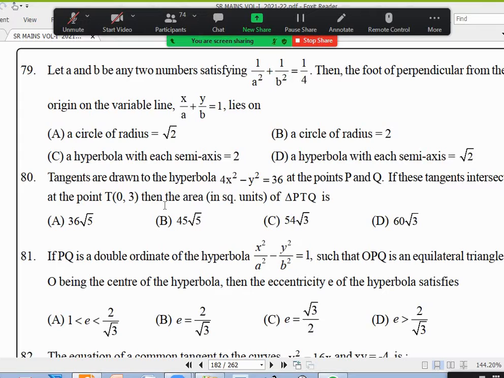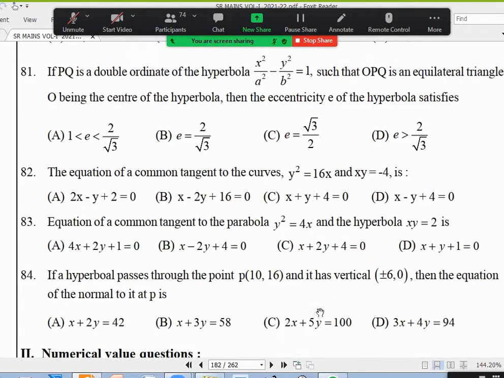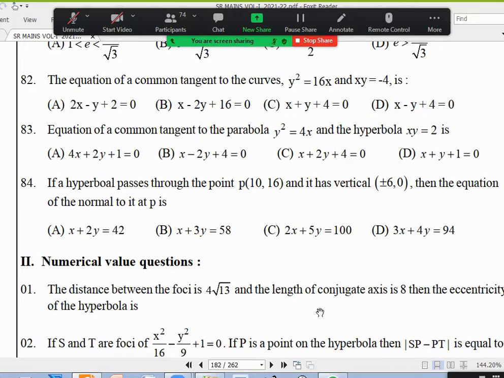Some questions are basically formula is there, directly apply the formula. Some questions you have to think. Up to 84, any doubts?